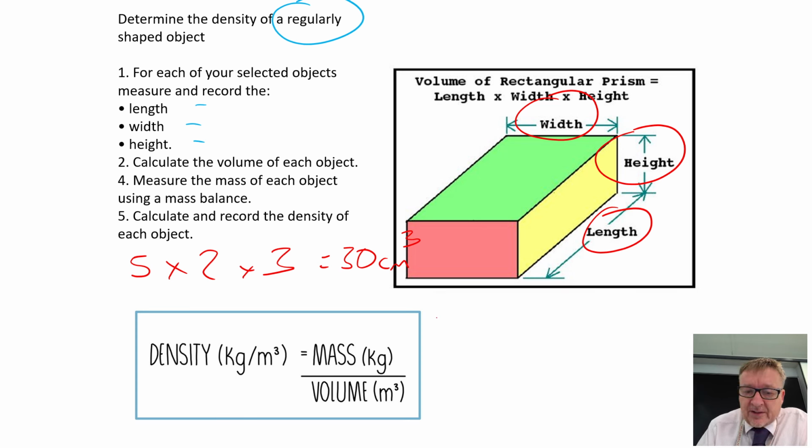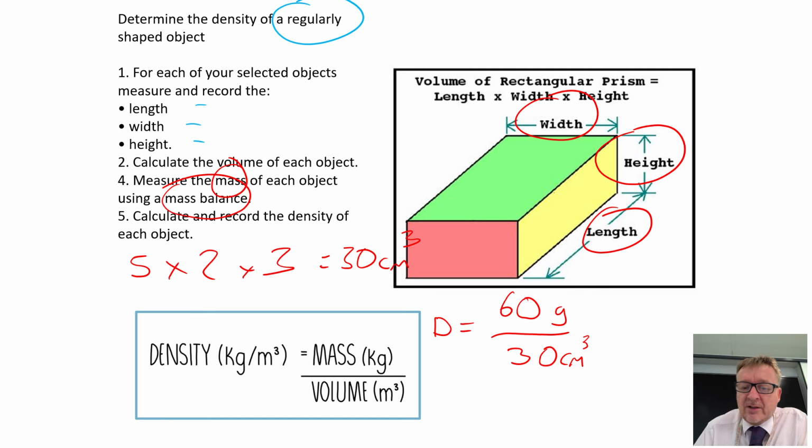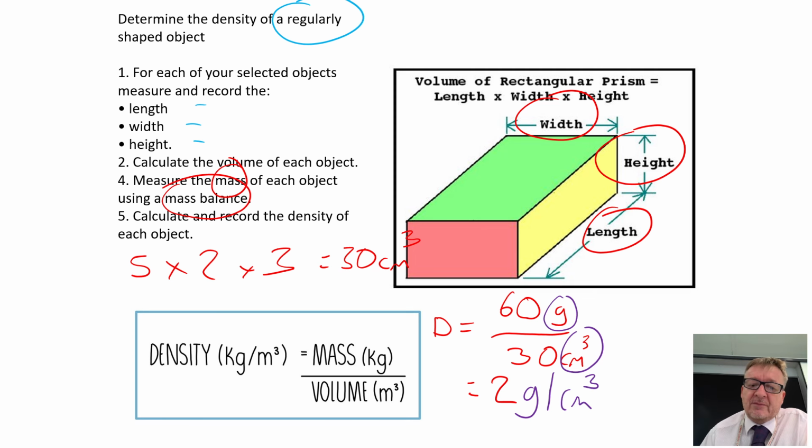What you then do is, density equals mass over volume. You've worked out the volume, it's 30. Now you get the mass using a mass balance, and you literally put it onto the mass balance. So here I've got a 30 centimetre cubed block. I put it on my mass balance and it is 60 grams. Using my calculator, density equals 60 divided by 30, which is 2. Because I've got grams and centimetre cubed, my units will be grams per centimetre cubed. Dead straightforward.